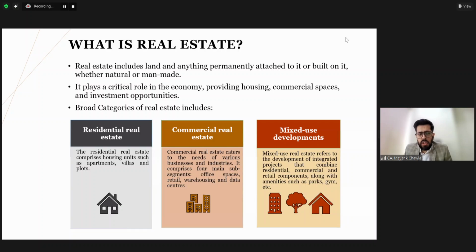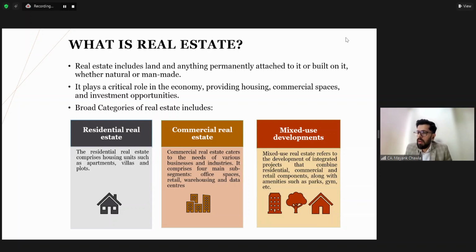So we can, in general, categorize real estate in three parts. One is residential real estate. As I told, residential real estate would generally include structures which are made for living purposes of individuals and families. Then there is commercial real estate, which would include hotels, retail shops, and malls. Nowadays, data warehousing centers and similar kinds of commercial activities.